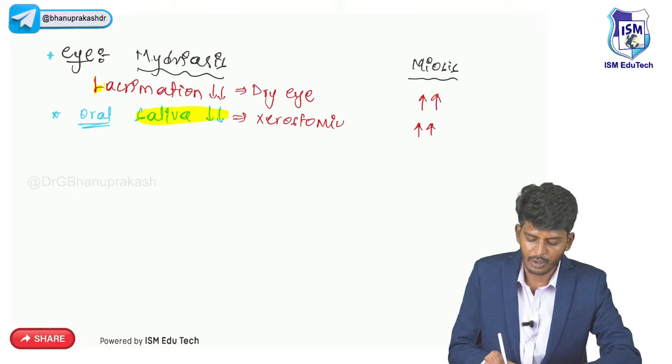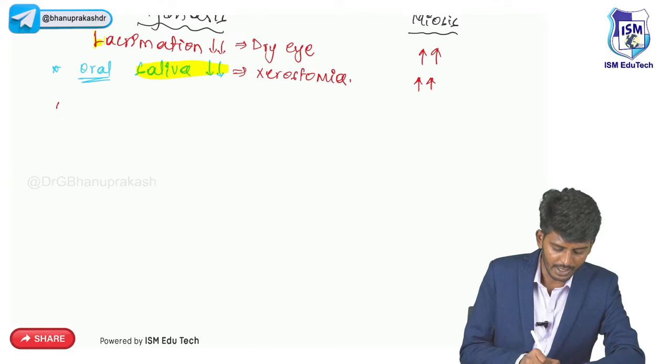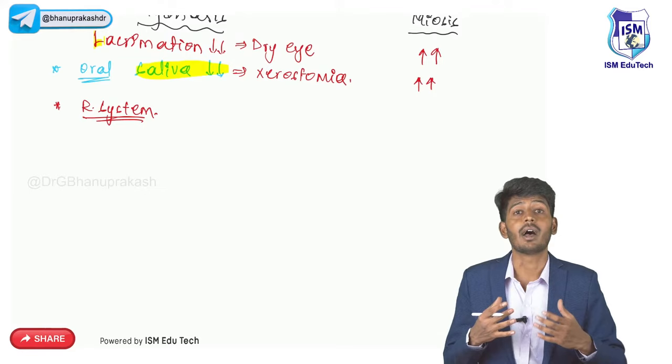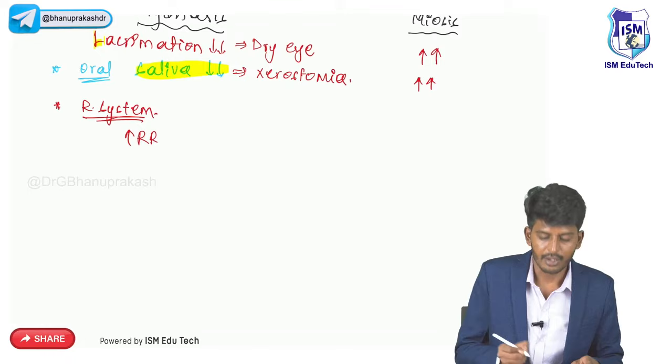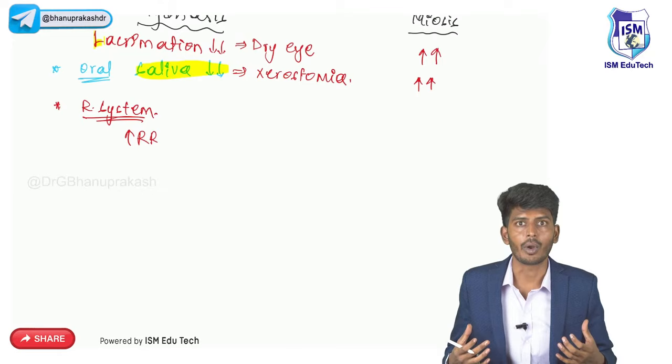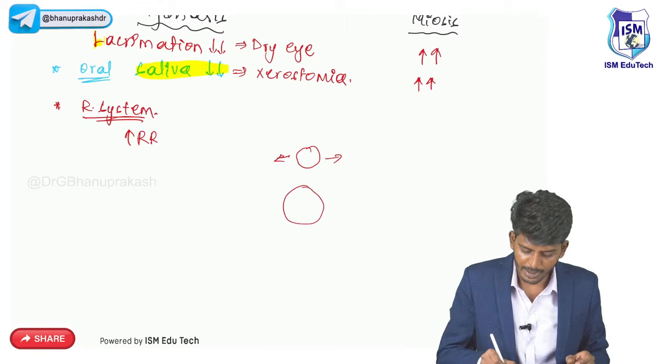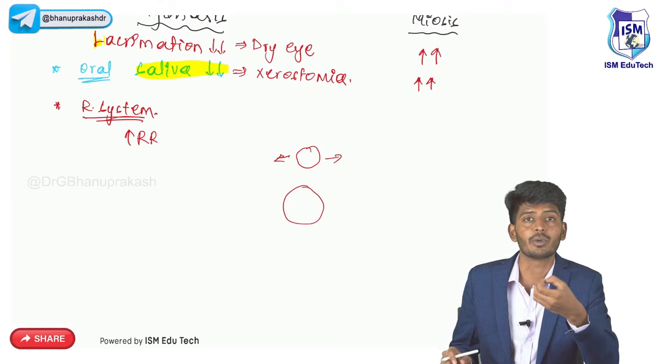Now, apart from that, let's go to the next important aspect: your respiratory system. In the respiratory system, when you are running, what happens? Your respiratory rate will be increased. Please listen to me very carefully. You are running, your body needs more oxygen. If your body needs more oxygen, what does your bronchus have to do? See, bronchus is a pipe, right? It is a pipeline. If the pipe dilates, the pipe becomes bigger. If the pipe becomes dilated, more air can enter. For that purpose, your body will do bronchodilation.